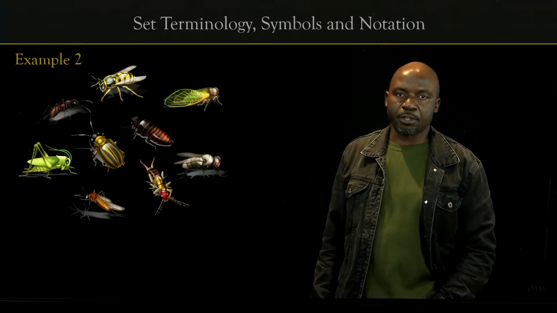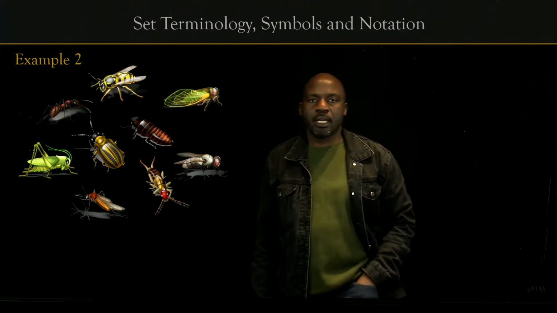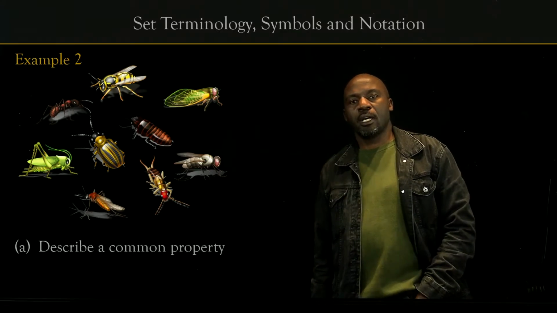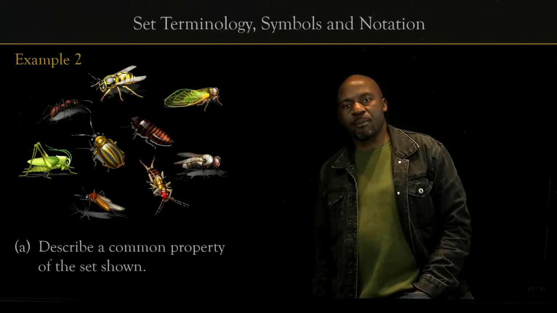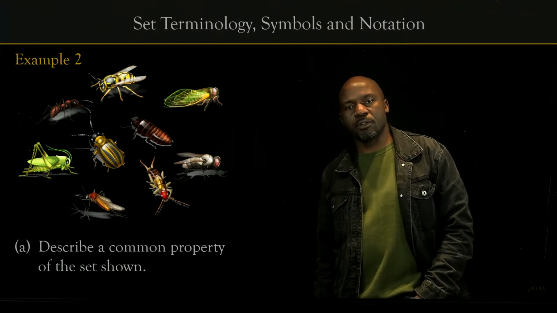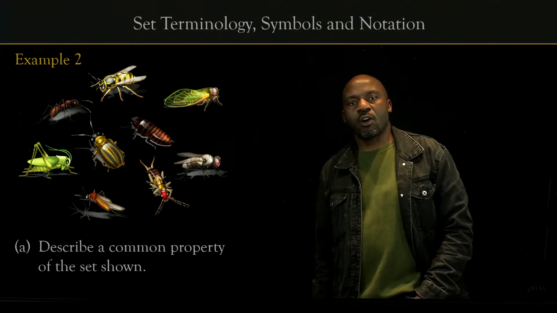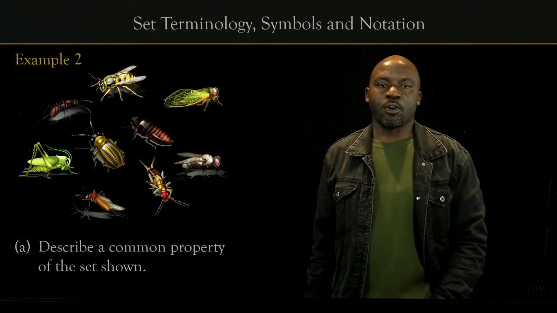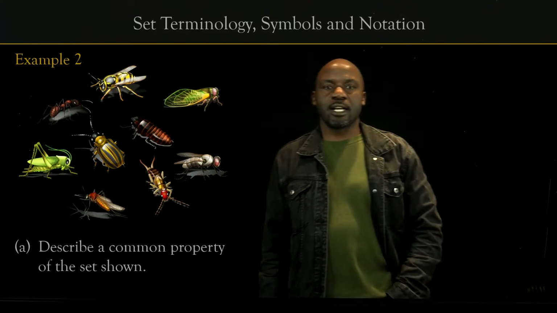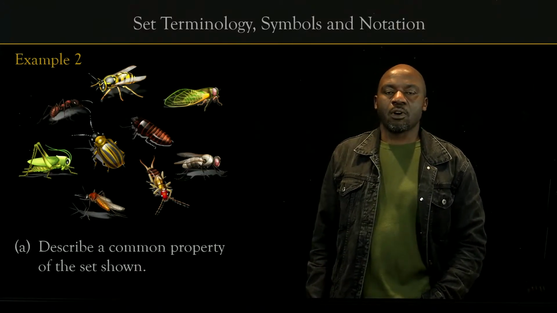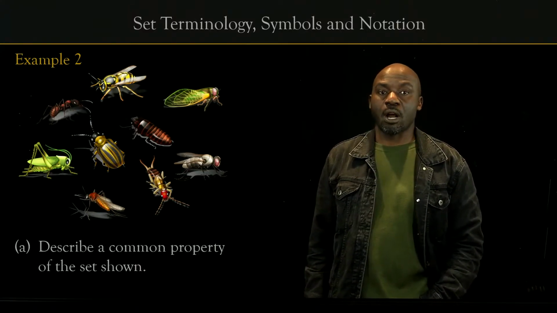Here's example number 2. Here is another set, right? I asked a student of mine to describe a common property of this set, and what the student said was that they are all disgusting. So disgusting is a common property for him for all of these. Well, I don't see them as disgusting. They look really, really beautiful. God's creation, that is. So a common property could be they are all crawlers.